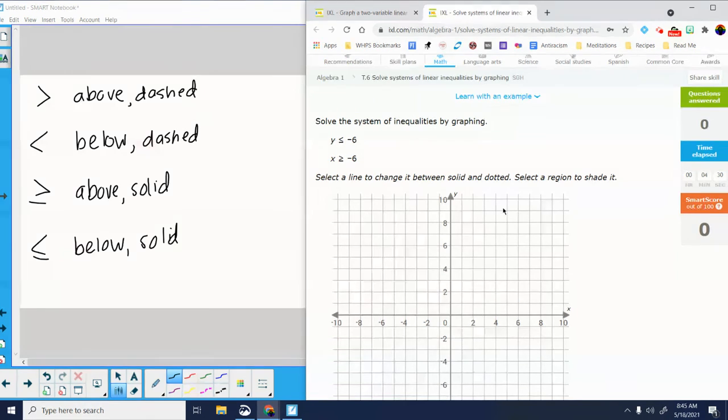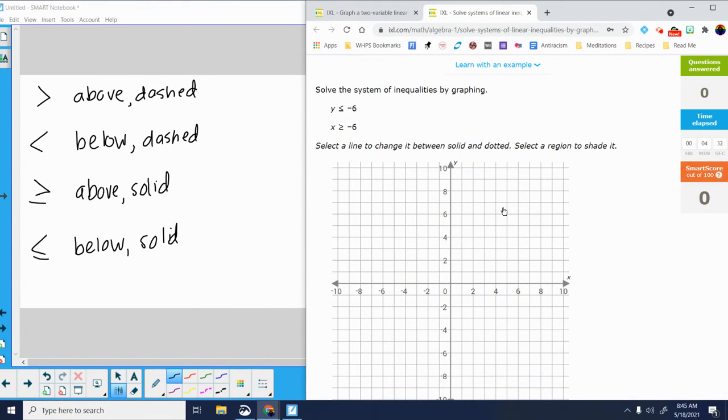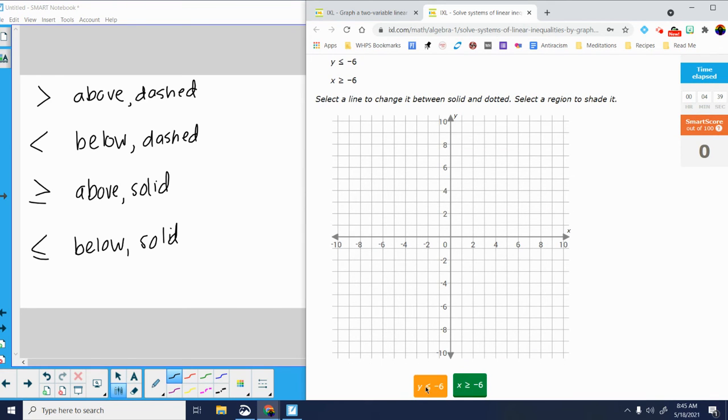So then to do a system, we need to graph both lines and decide where the shading overlaps. So let's make sure we're clicked on the right equation. So y is less than or equal to -6. That's a horizontal line. Less than or equal to means it's going to be below and solid. So below is going to be underneath here, underneath the line.